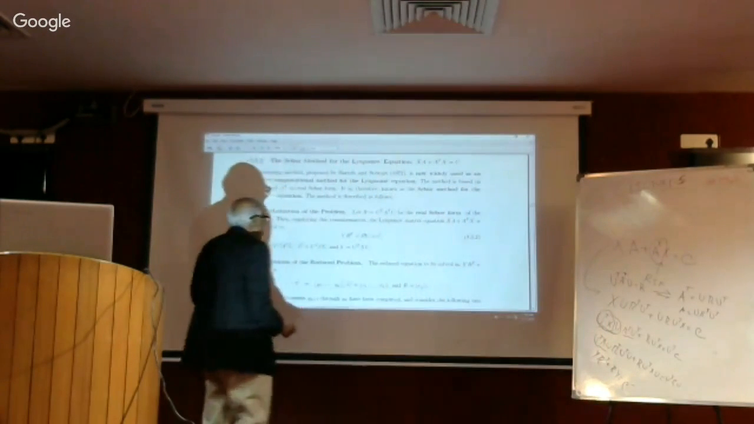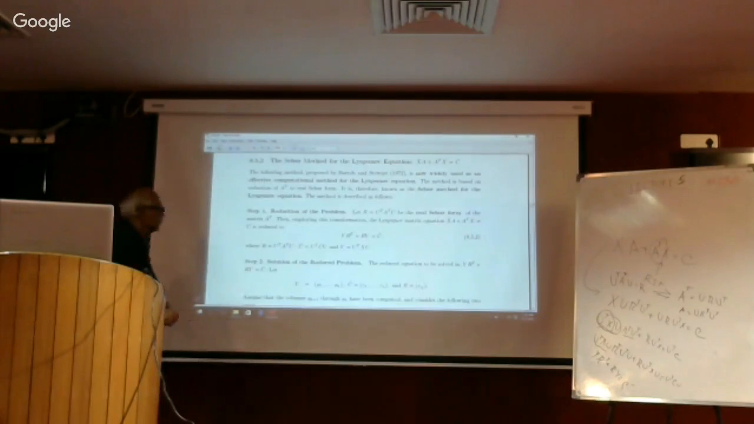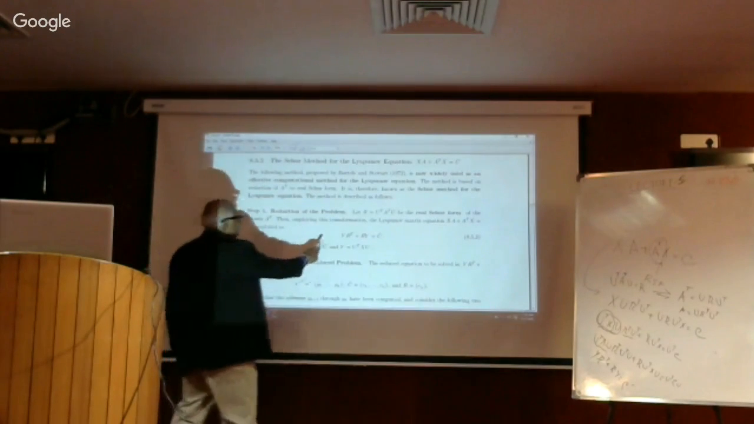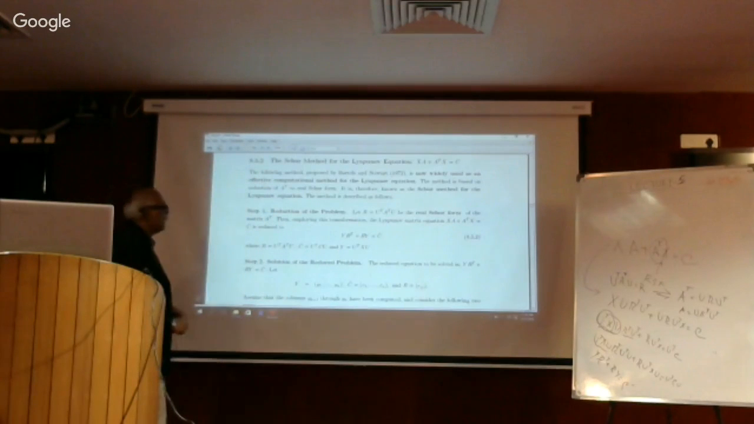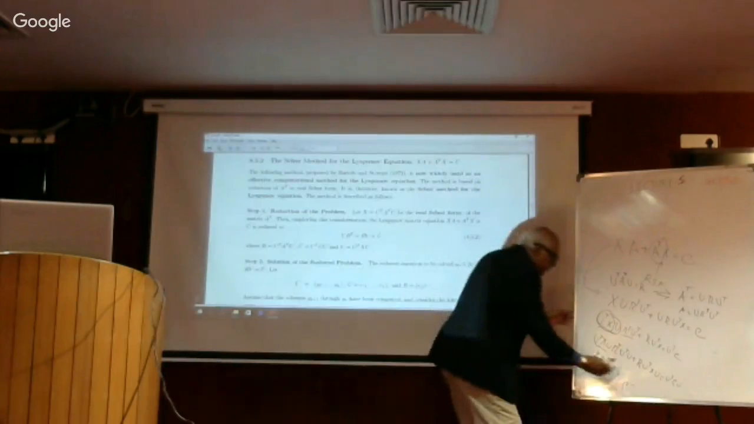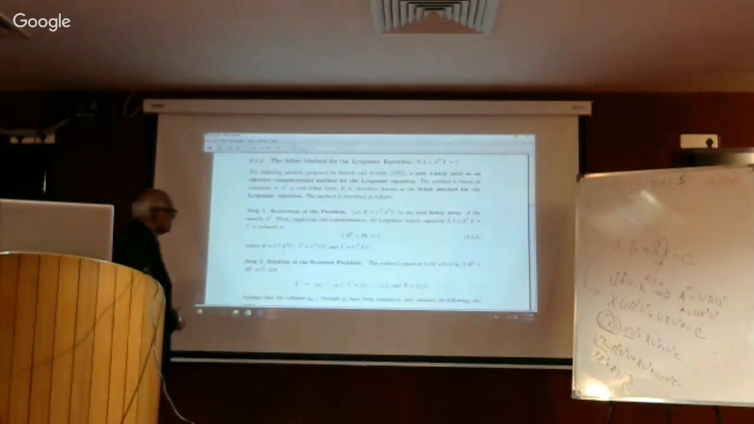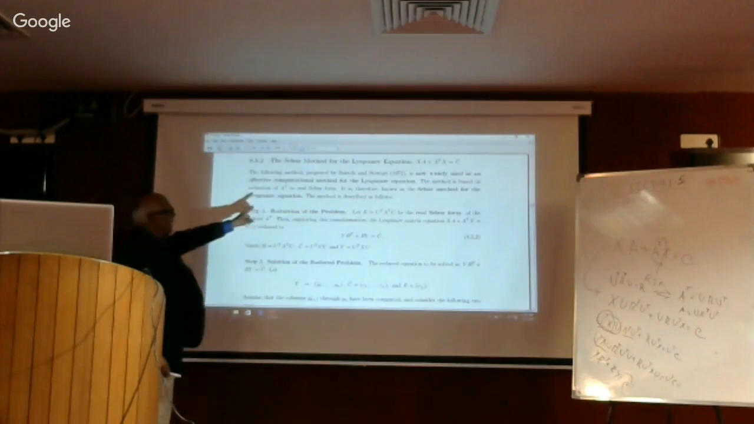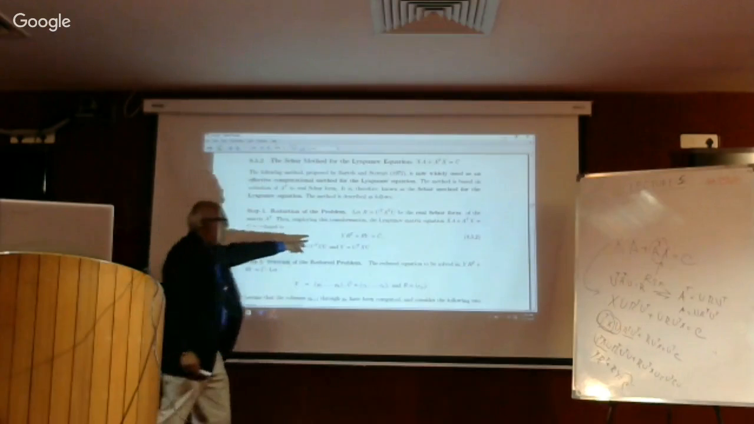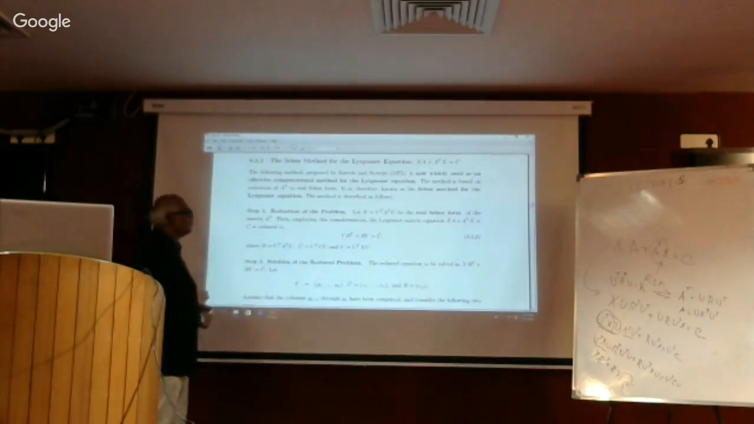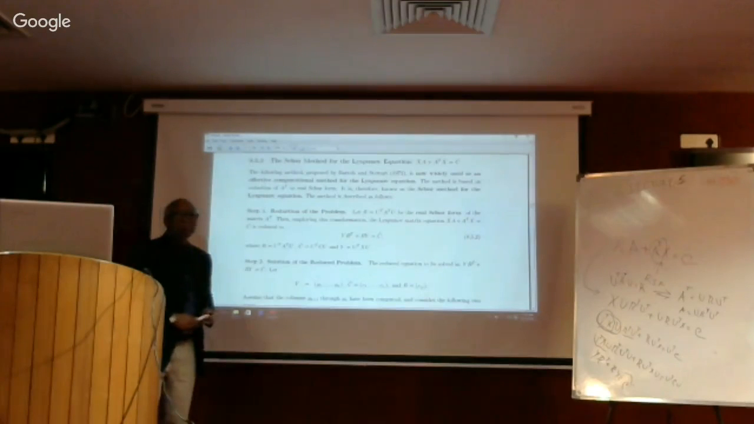So by reducing A transpose to real Schur form, the equation X A plus A transpose X equal to C reduces to Y R transpose plus R Y equal to C hat, where C hat is nothing but U transpose C. So from X A plus A transpose X equal to C, that equation reduces to Y R transpose plus R Y equal to C hat.